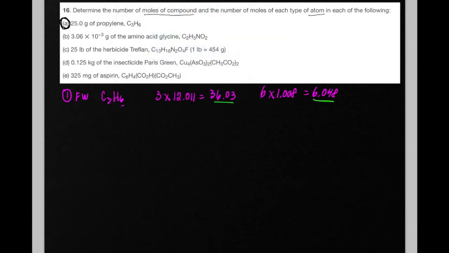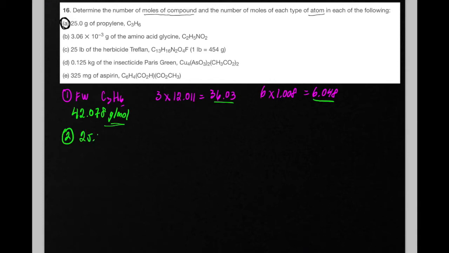And then what we want to do is add up the total masses here from the different atoms. And that gives us the formula weight of this substance, in units of grams per mole. And now you can see how we have a conversion factor, grams per mole or moles per gram.